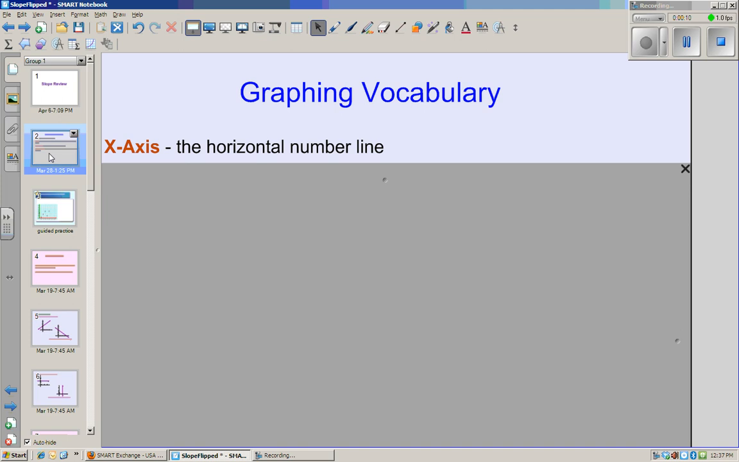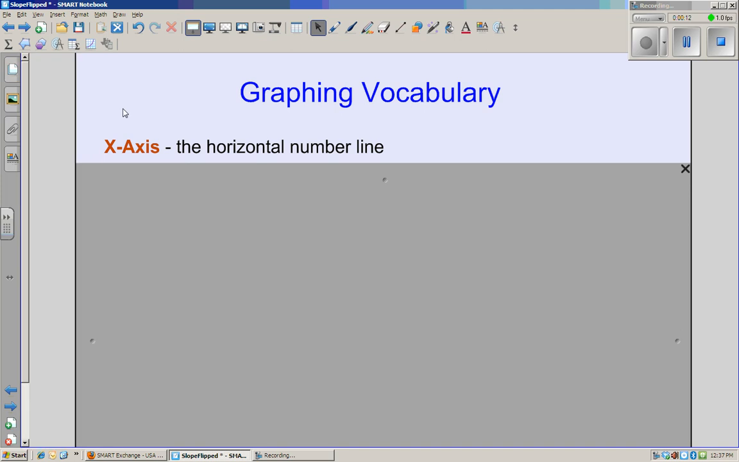All right, the first section of our slope review, as always, is graphing vocabulary. So I'm going to run you through the vocab words that I'm going to be using throughout this study session. The first word is our x-axis. Remember, our x-axis is our horizontal line on our graph. I will be speaking to the x-axis a lot today.